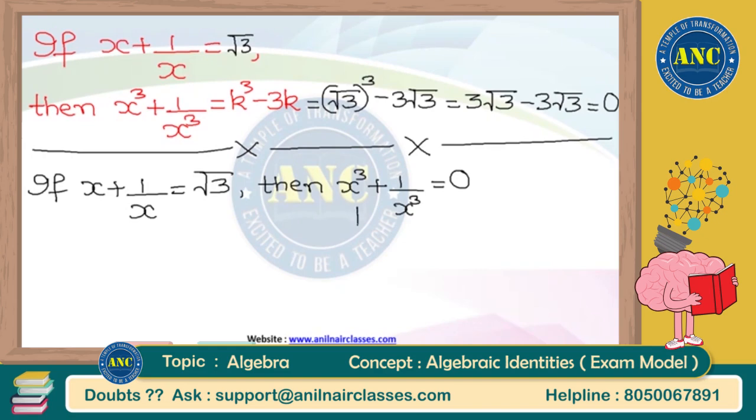Now if I further simplify by taking the LCM, LCM is x cube into x cube, it is x power 6 plus 1 equal to 0. If I cross multiply the denominator of the left hand side with the numerator of the right hand side, 0 into x cube is x cube.